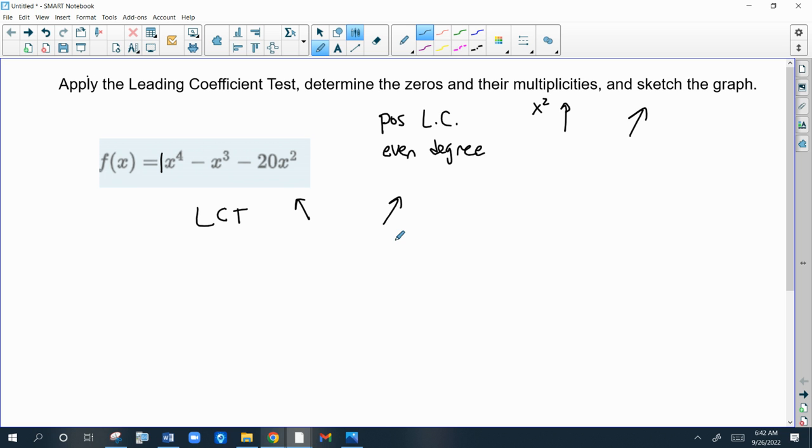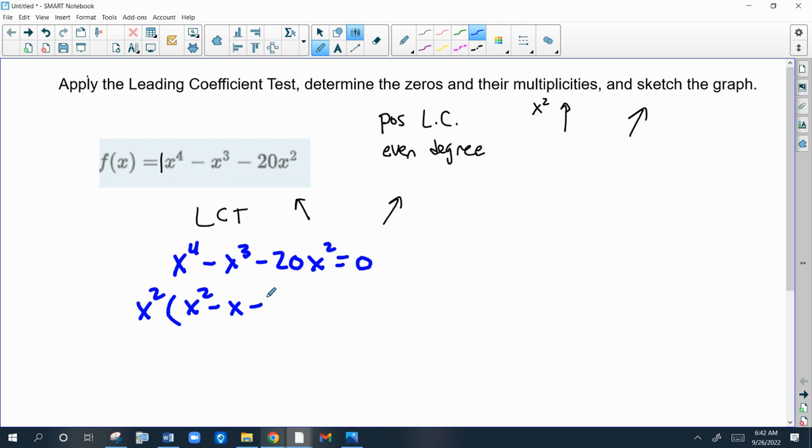So that's pretty easy. The zeros. Zeros, you just find out where this function equals 0. So we're going to do it with factoring. The obvious factor here is an x squared. And then factors of 20 that add up to -1. That's a simple quadratic left over. So it's x minus 5, x plus 4.